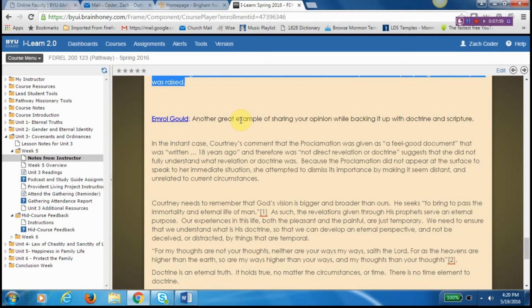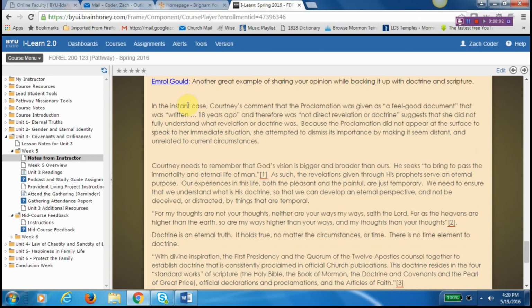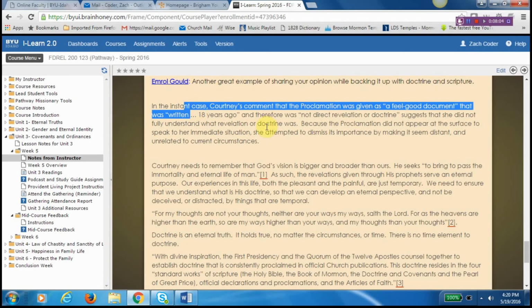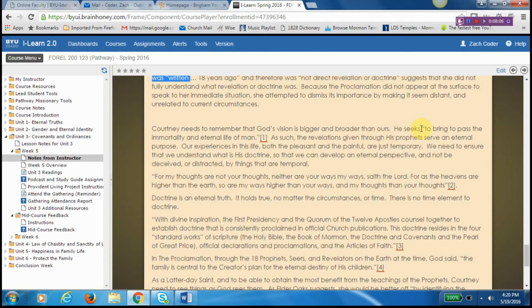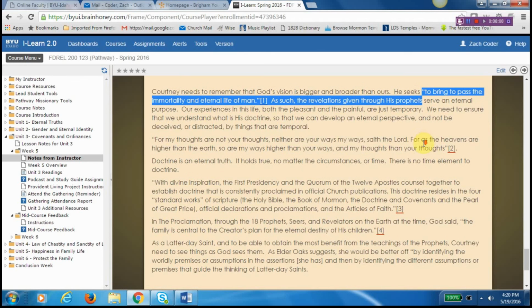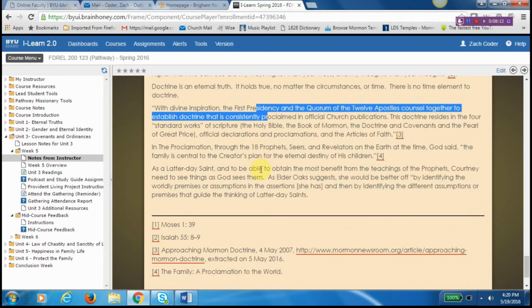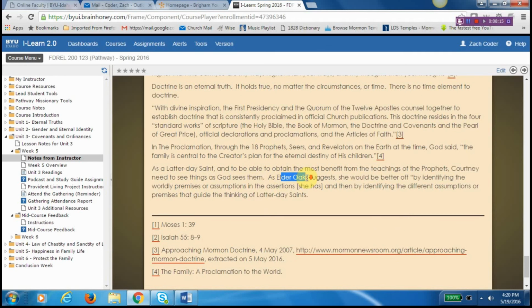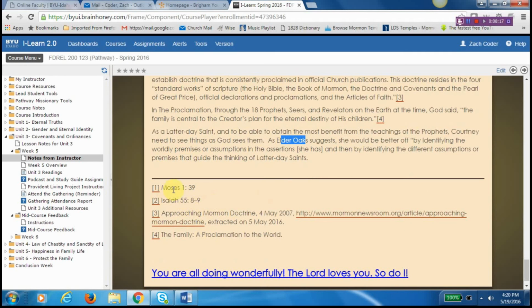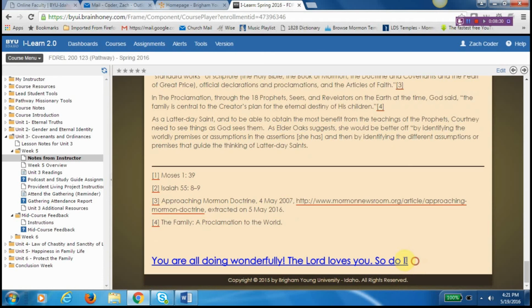Okay? Another great example, Emerald Gould here. You can tell he's stating his example, but then here he goes. He's quoting a scripture, quoting our prophets, quoting the proclamation, quoting an apostle, and he's even outlined or put in some footnotes here, which I thought was kind of a fun touch, right? He's even linked some things. Now again, you don't have to pattern your work exactly like this, but I just thought there were some great examples.